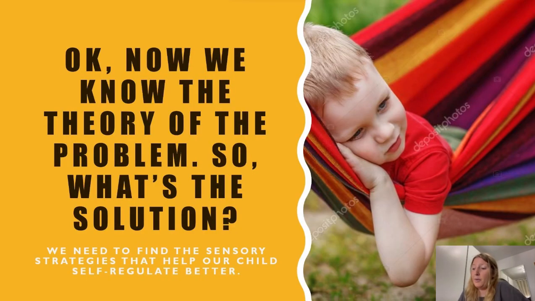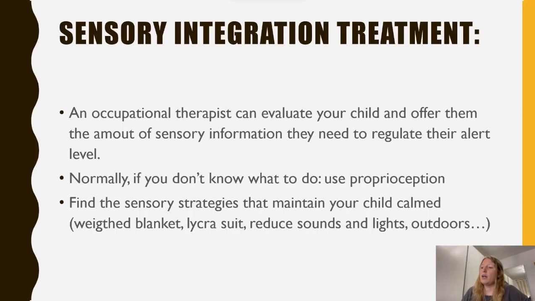So, okay, now we know the theory of the problem, so what's the solution? We can use some sensory integration strategies to calm down. An occupational therapist can evaluate your child and offer them the amount of sensory information they need to regulate their levels. I'm going to give you a tip right now. If you don't know what to do, use proprioception. That's the Joker card that works for everything.